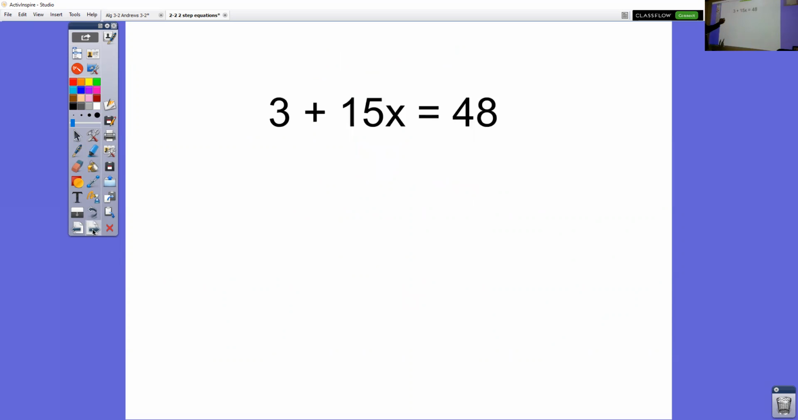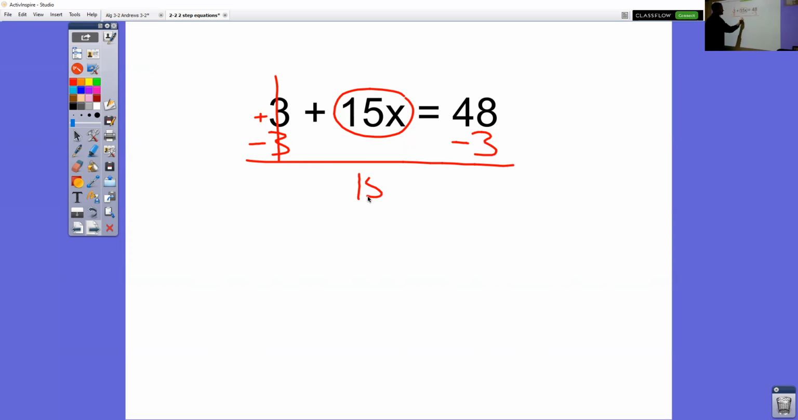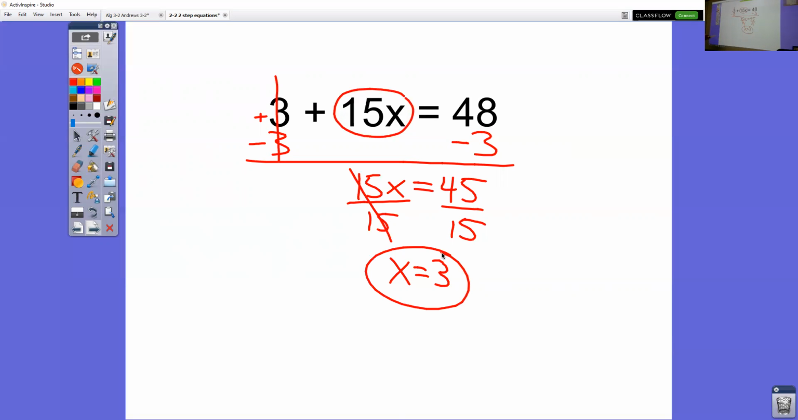In the next one, we want to try and get this 15x all by itself. So we want to get rid of this positive 3. We get rid of a positive 3. The opposite of positive is negative. So we want to do -3 and -3. Whatever you do to one side of the equal sign, you have to do to the other. So we have 15x when we bring it down. 48 minus 3 is 45. Now we just have a one-step equation that says 15 times x. The opposite of times is to divide. So we're going to divide by 15 and divide by 15. 45 divided by 15 is 3.